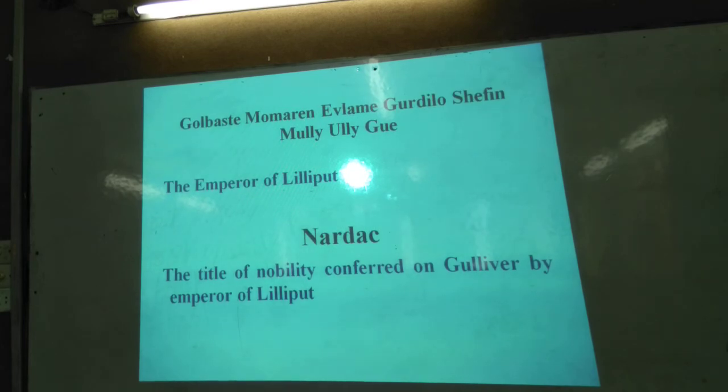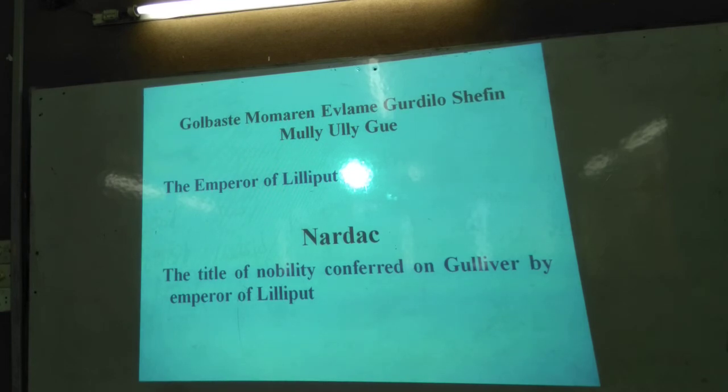Okay. The activities of the emperor we have mentioned, but at that time we forgot to mention the name of the emperor of Lilliput. Can anyone tell this name? Golbasto Momarem Evlame Gurdilo Shefin Mully Ully Gue. This is the name of the emperor of Lilliput. Frequently we will mention the emperor of Lilliput, but we will not try to mention the whole name. Mully Ully Gue. And another character is Nardac.